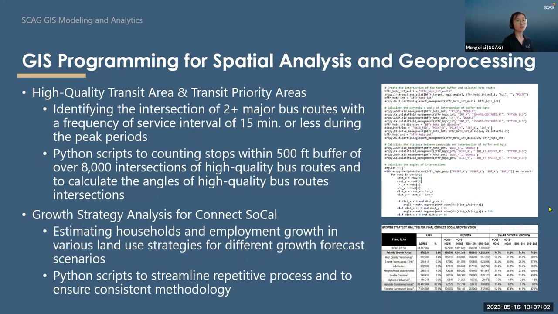We also use GIS programming in spatial analysis and geoprocessing. Our staff developed the high quality transit area and transit priority area, the HQTA and TPA methodology. It identifies the intersection of two or more major bus routes with a frequency of service interval of 15 minutes or less during the peak period. The script also counts the stops within a 500 feet buffer of over 8,000 intersections of high quality bus routes and calculates the angles of high quality bus route intersections. You see, there are many conditions applied in this methodology. So our staff coded the complete logic in Python and applied tools like ArcPy and other Python libraries to streamline the entire process.